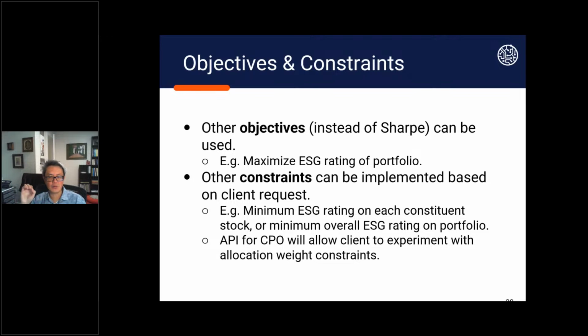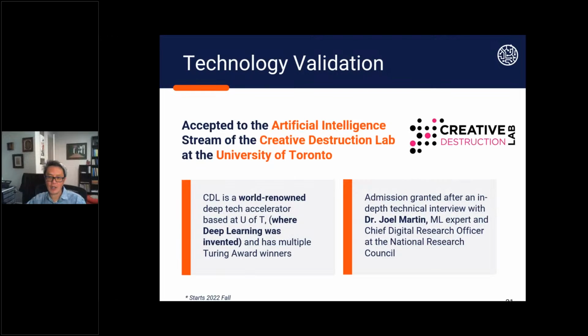Moreover, with this optimization method, you do not have to maximize Sharpe. Maximizing Sharpe is the only thing that Markowitz can do, but based on conditional portfolio optimization, you do not have to maximize Sharpe. You can maximize the ESG rating, which is all the rage these days. You can also apply any kind of constraints to it. And we developed an API to allow our clients to experiment with different constraints that they want to apply to the portfolio.